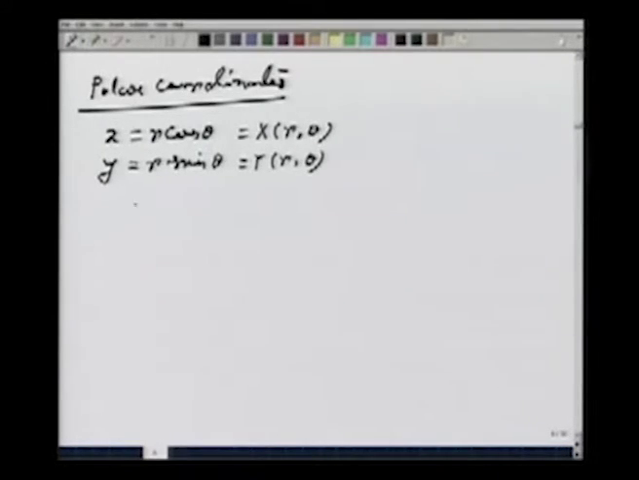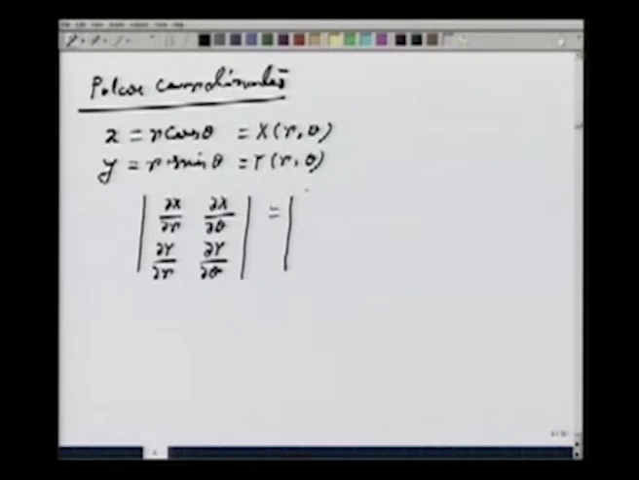Okay. And then to calculate the Jacobian, I need to look at the determinant of del x del r, then del x del theta, del y del r, then del y del theta. So I would write it down here. If I look at del x del r, I get cos theta. Then when I look at del theta, I get minus r sine theta. Then here I get sine theta because I am differentiating now y with respect to r. Then if I do it with respect to theta, I get r cos theta.